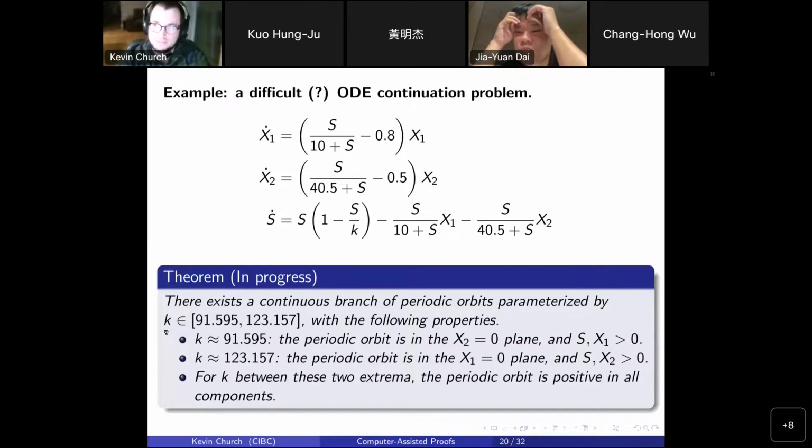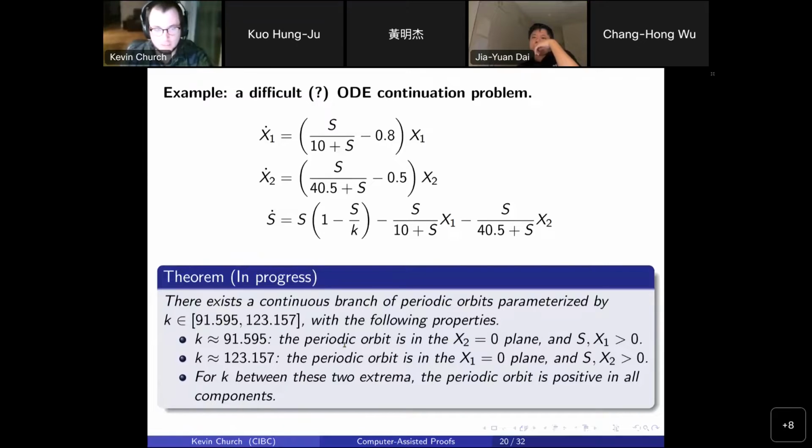So the setup of the result we're trying to prove right here is as follows. There's this one parameter you can see in this set of ODEs. It's k, and it's underneath the denominator of s right here. And what we want to prove is that for k between these two numbers, in this case 91 and some decimals to 123 and some decimals, we have a continuous branch of periodic orbits that has a few nice properties.